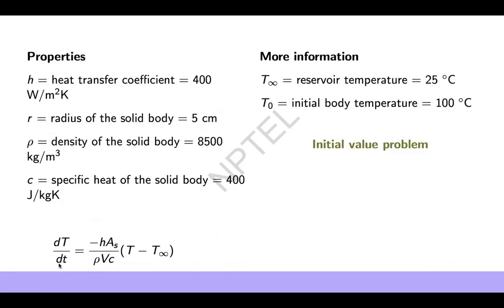And why an initial value problem? At time t equal to 0, we know what the temperature is. We know the temperature T is given as 100 degrees Celsius. So we know the initial state of the system. Now, with that information, we are supposed to know how the system progresses. At a given time t, what will be the temperature, capital T? That's what we need to find out. So this becomes an ordinary differential equation initial value problem.